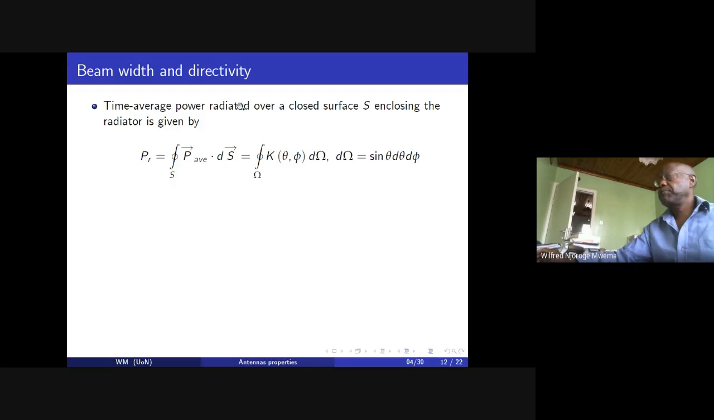So the time average power radiated over a closed surface S enclosing the radiator is usually given by P_R equal to the integral over S of the time average Poynting vector over that surface, and equal to, therefore, the integral over the solid angle of K(theta, phi), that is the radiation intensity, multiplied by the element of solid angle.